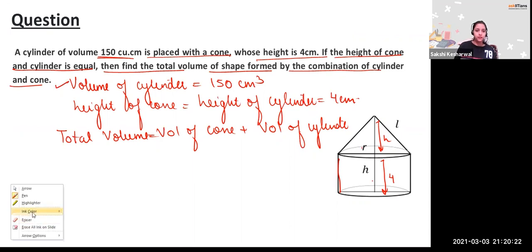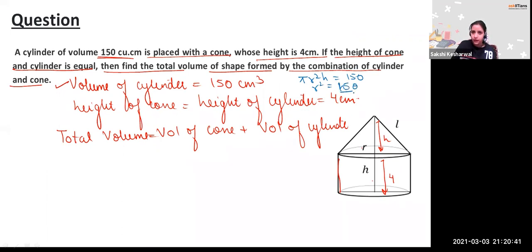You will find the radius because we know the volume. So volume is equal to pi r square h equals 150, right? So r square is equal to 150 upon h into pi. Yes or no?